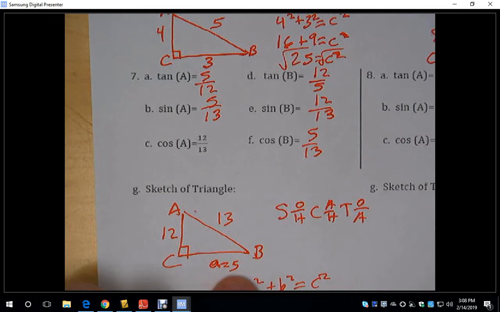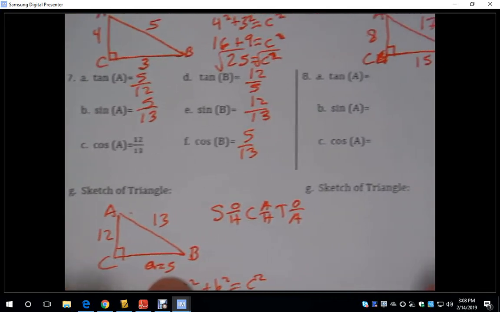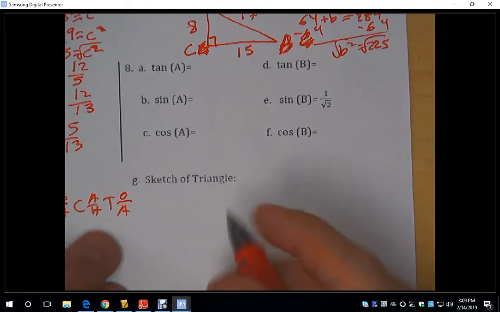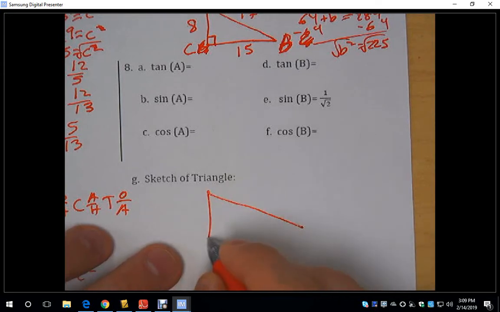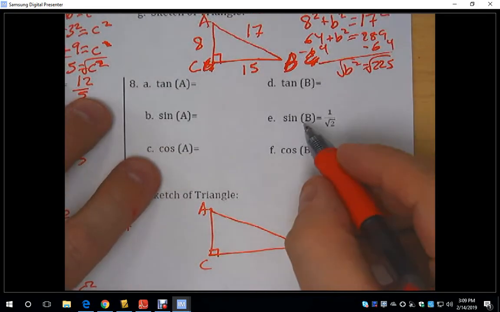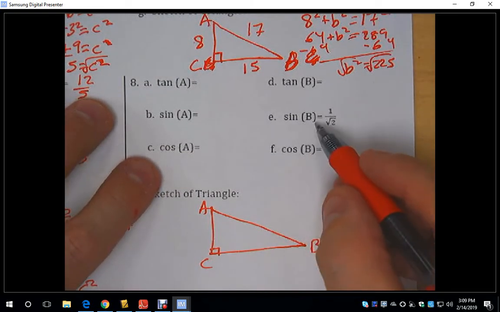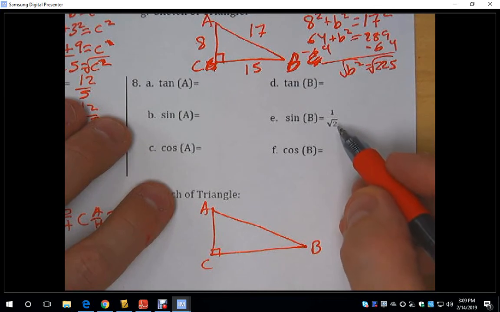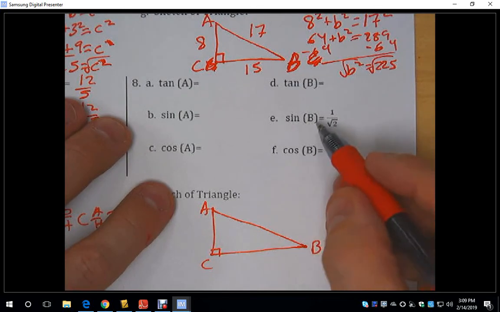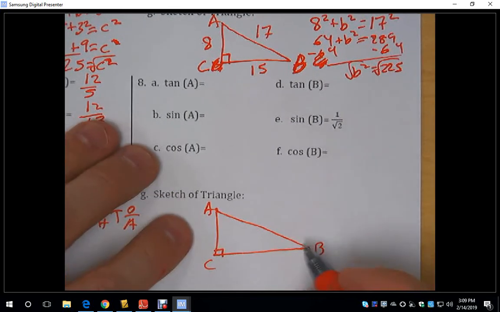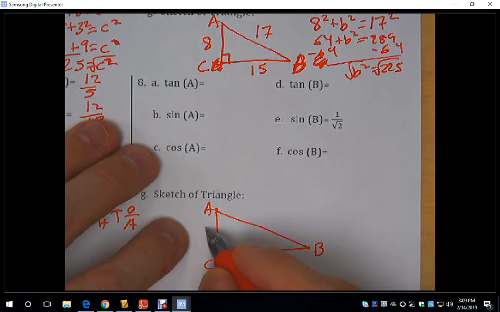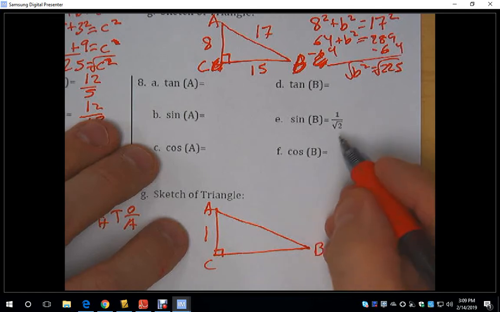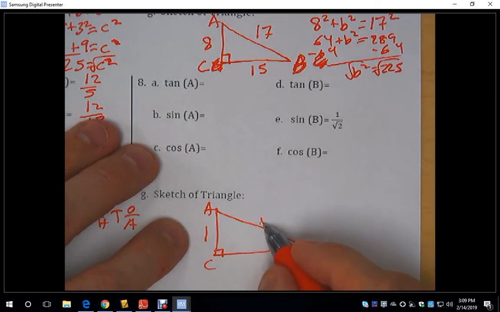So let's continue. Let's look at the next one. I'm going to construct my right triangle first. This is A, B, and C. And what we're given is sine of angle B, which is 1 over the square root of 2. So sine is opposite over hypotenuse, so from this perspective, opposite of angle B is 1, and hypotenuse is the square root of 2.